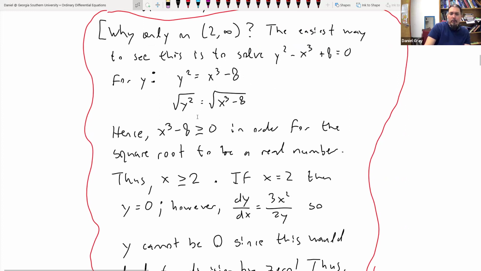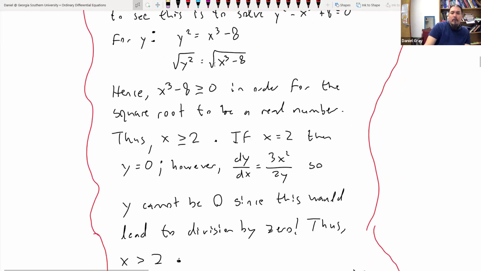Now we take the square root on both sides. And now here's where I'm going to stop on this. The square root of x cubed minus 8, we need this to be defined. We need it to be a real number. So that means that we need x cubed minus 8 to be greater than or equal to 0 in order for us to take the square root of it. So that means that x has to be greater than or equal to 2, okay?